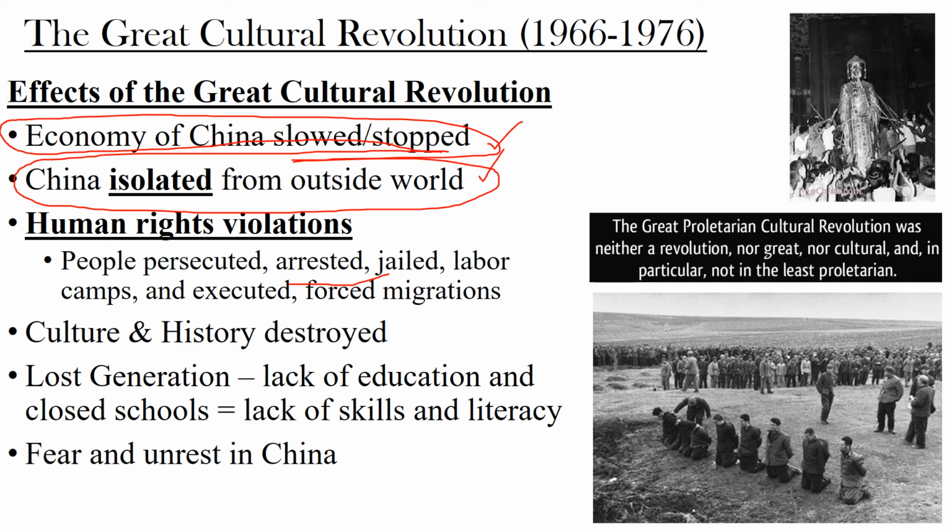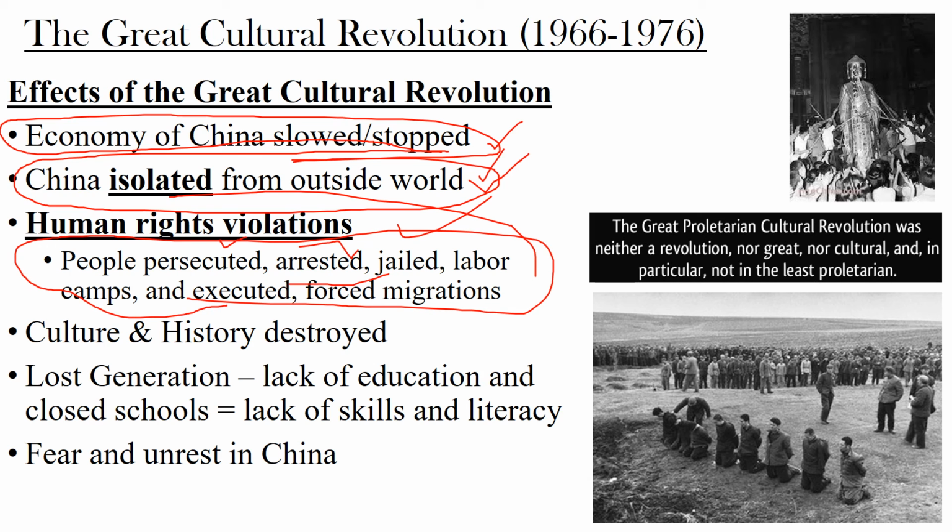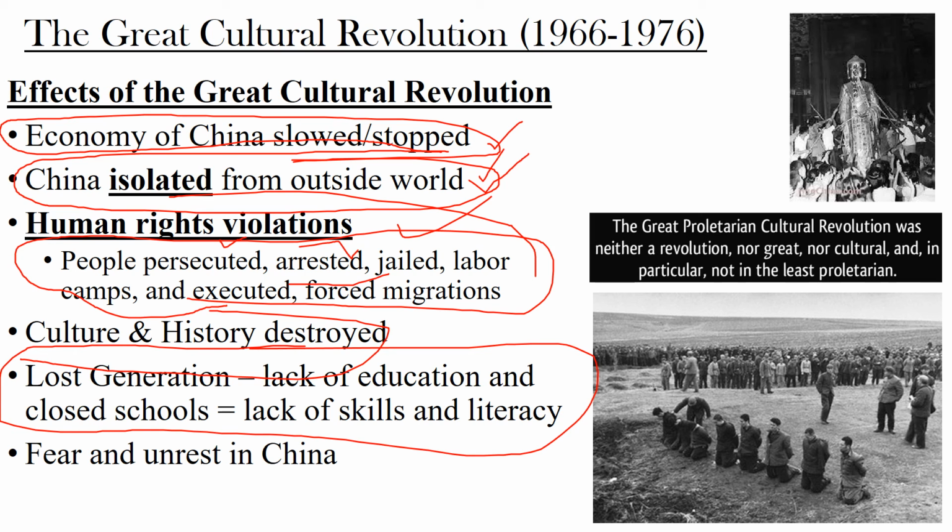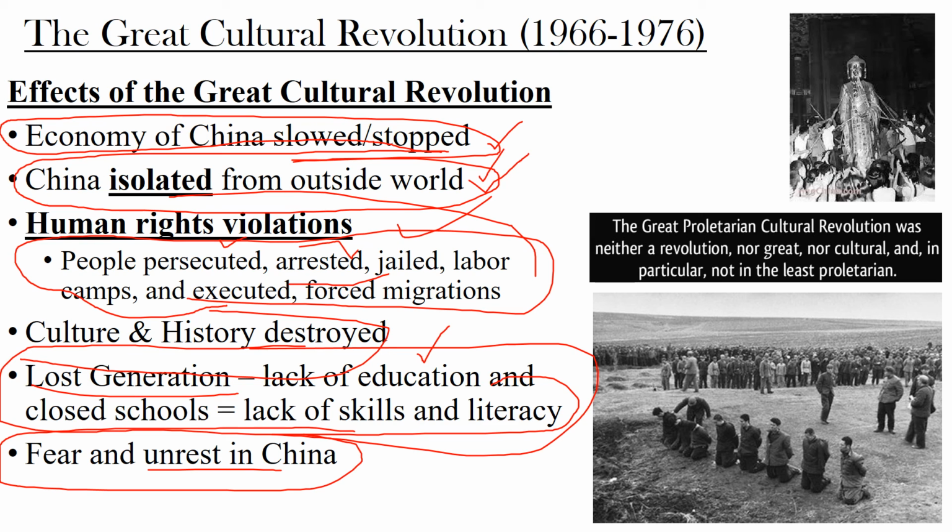I mean, just like you saw people react to some of Stalin's purges, they're like, yeah, this is what happens when communism goes down. Like, it's not good. Mass human rights violations, people persecuted, the struggle sessions, arrested, jailed, labor camps, executed, forced migrations of the Red Guards into the countryside, culture and history destroyed. The lost generation, this whole generation of Red Guards for 10 years, there's no education happening. The schools, everything's shut down, which means you have an entire generation that lacks skills and literacy, and an aura of fear and unrest and horror in China.